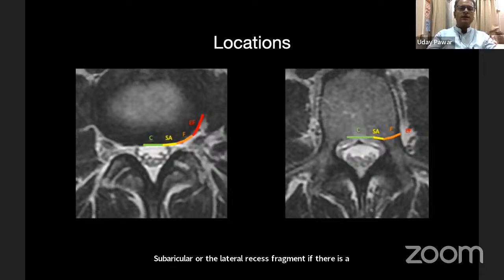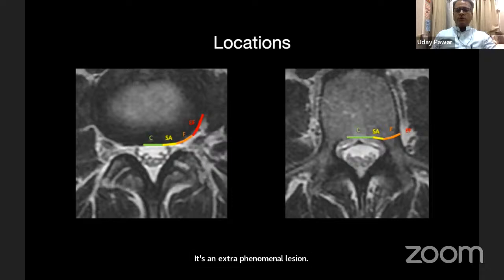Both these fragments typically compress the traversing root. So at L4-5, you're going to get the symptoms of the L5 root. And then the remaining two are foraminal or extraforaminal, or if there is an extrusion and the fragment has migrated proximally, up-migrated fragments, then you would get the exiting nerve root symptoms. Foraminal, we say when it's between the medial and lateral margin of the pedicle, that's a foraminal extrusion. And anything beyond that is an extraforaminal lesion.